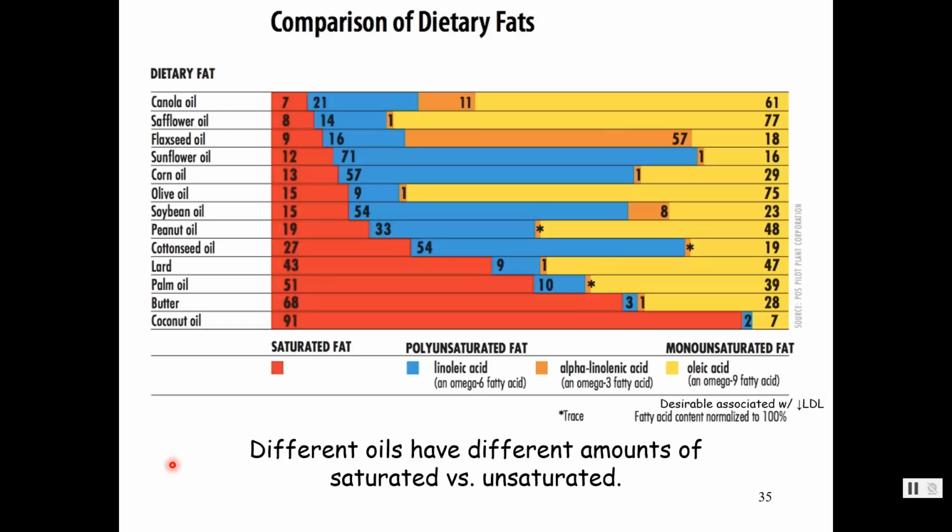Okay, so I'm just kind of showing you this picture. It has a whole bunch of different oils on here, and you can look at your own leisure. But notice that oils are made up of a combination of types of fats. And so I just wanted you to know that different oils have different amounts of saturated versus unsaturated fats. And so the red is saturated. So notice your coconut oil, which is a tropical oil, it is solid at room temperature, really high in saturated fat. Butter, solid at room temperature, high in saturated fat. Palm oil, lard, all of these are going to be solid at room temperature.